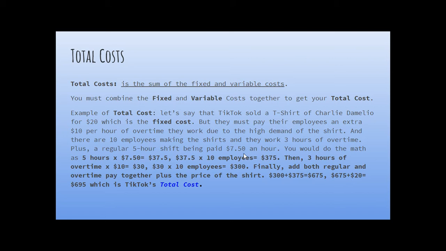But we're not done because we have one more step. We have to include our fixed cost. So it's $20 plus $675 equals $695, which would be TikTok's total cost of making the shirt, paying their employees for overtime and a regular shift to create the shirt.